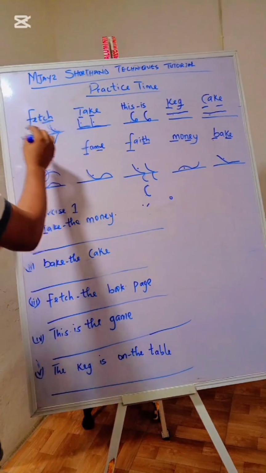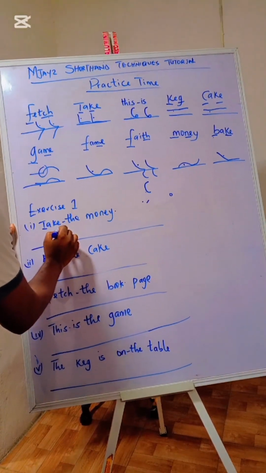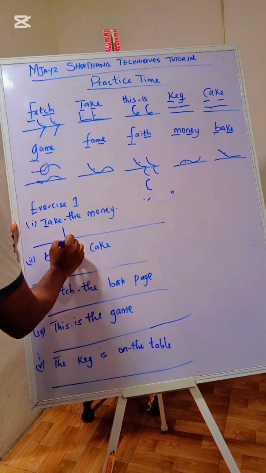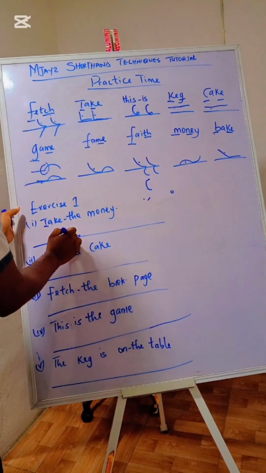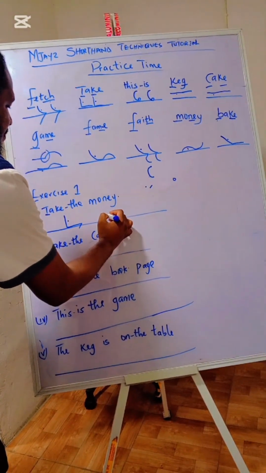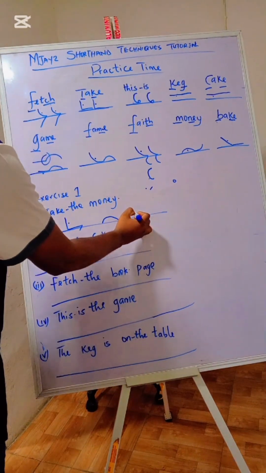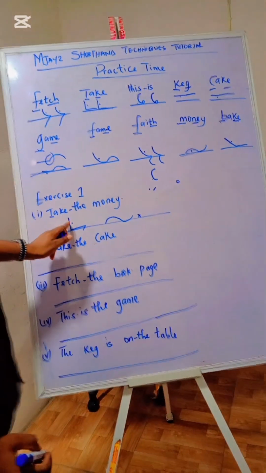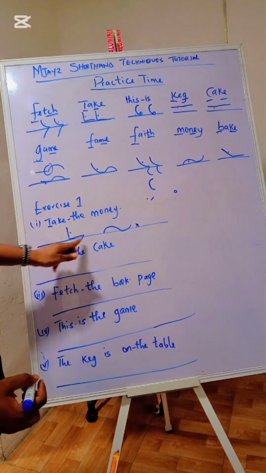So take is represented with two. We have take on the board. Okay, take, then D. Take the. This is take the money. The full stop sign, you put it. Take the money.